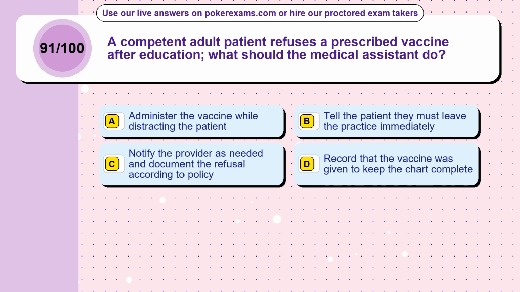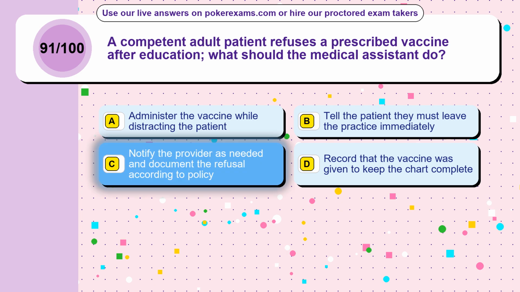Question 91. A competent adult patient refuses a prescribed vaccine after education. What should the medical assistant do? Option A, administer the vaccine while distracting the patient. Option B, tell the patient they must leave the practice immediately. Option C, notify the provider as needed and document the refusal according to policy. Option D, record that the vaccine was given to keep the chart complete. The correct answer is option C.